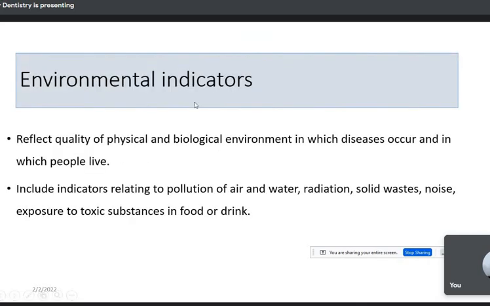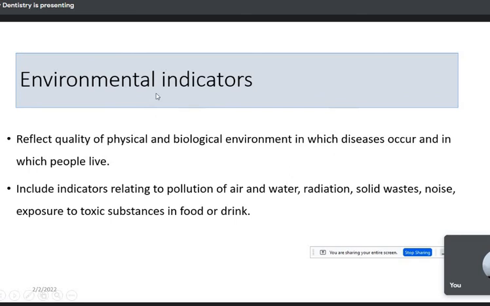The other is the environmental indicator. We also read about the ecological concept last time, if you all remember. We studied the biomedical concept, in which the person is said to be healthy when he is free from disease. There we studied the mortality and morbidity indicators. Another was the ecological concept, which showed that the person is healthy when there is a balance between the person and the environment. So environmental indicators are also very much necessary.